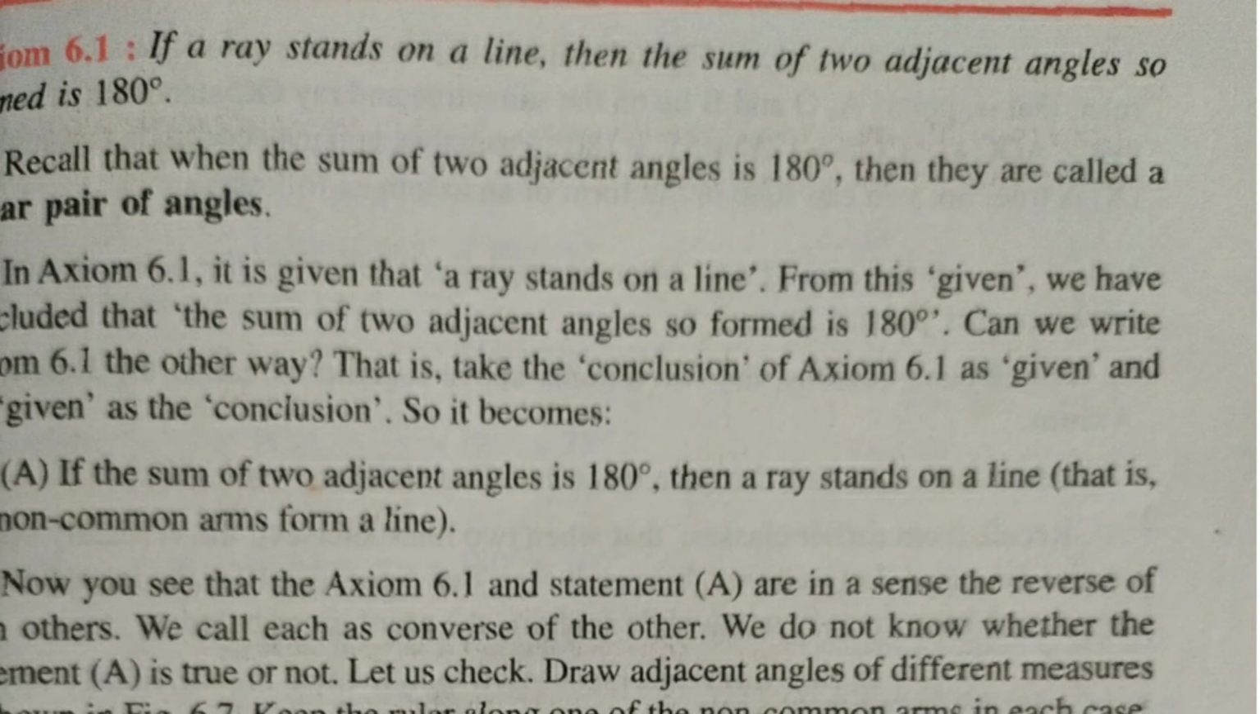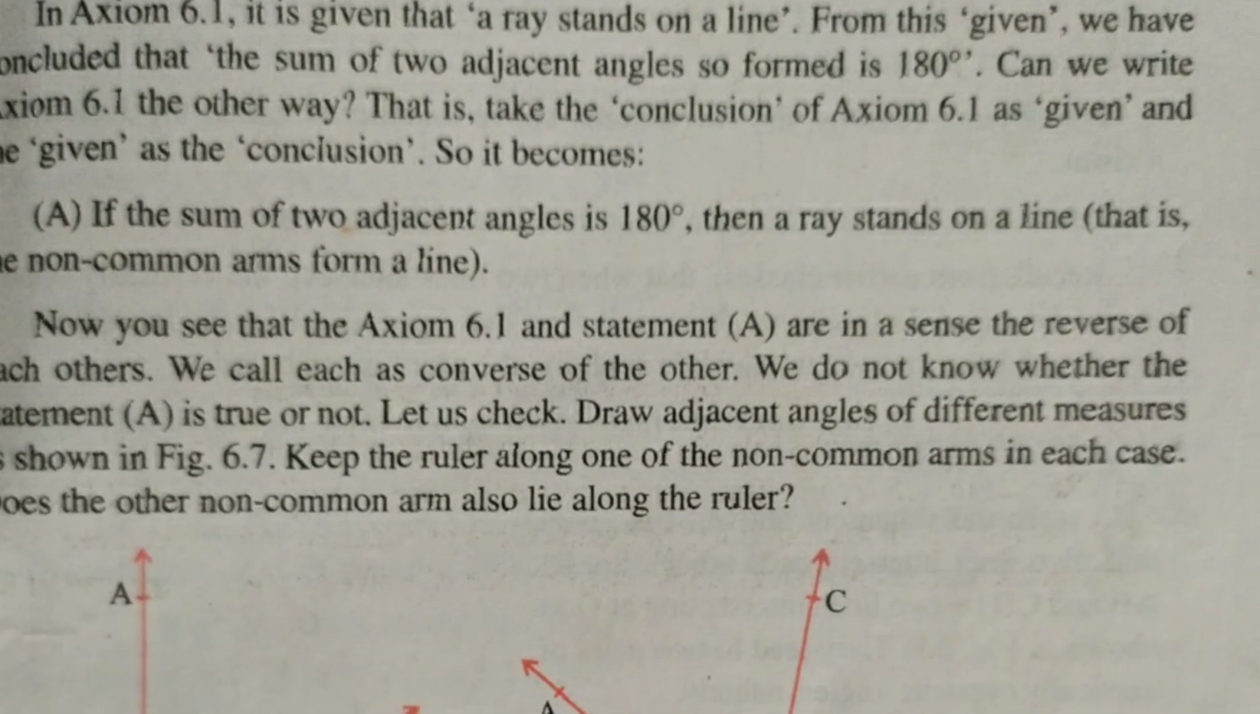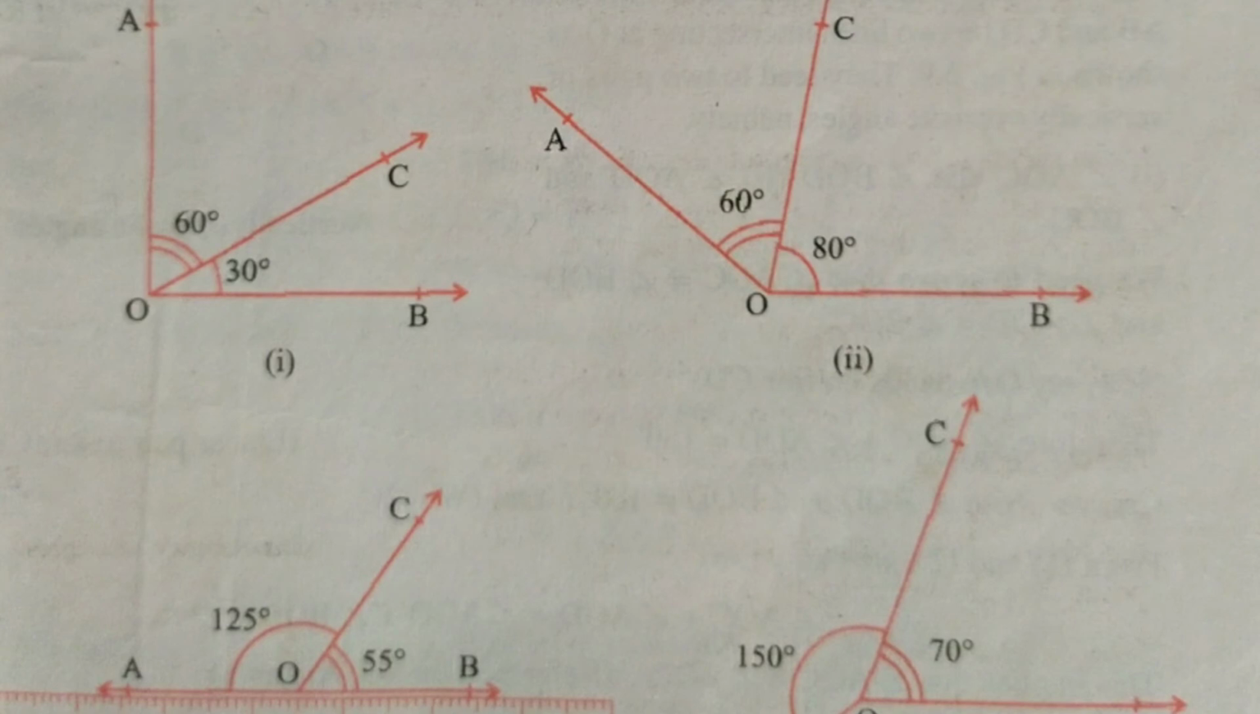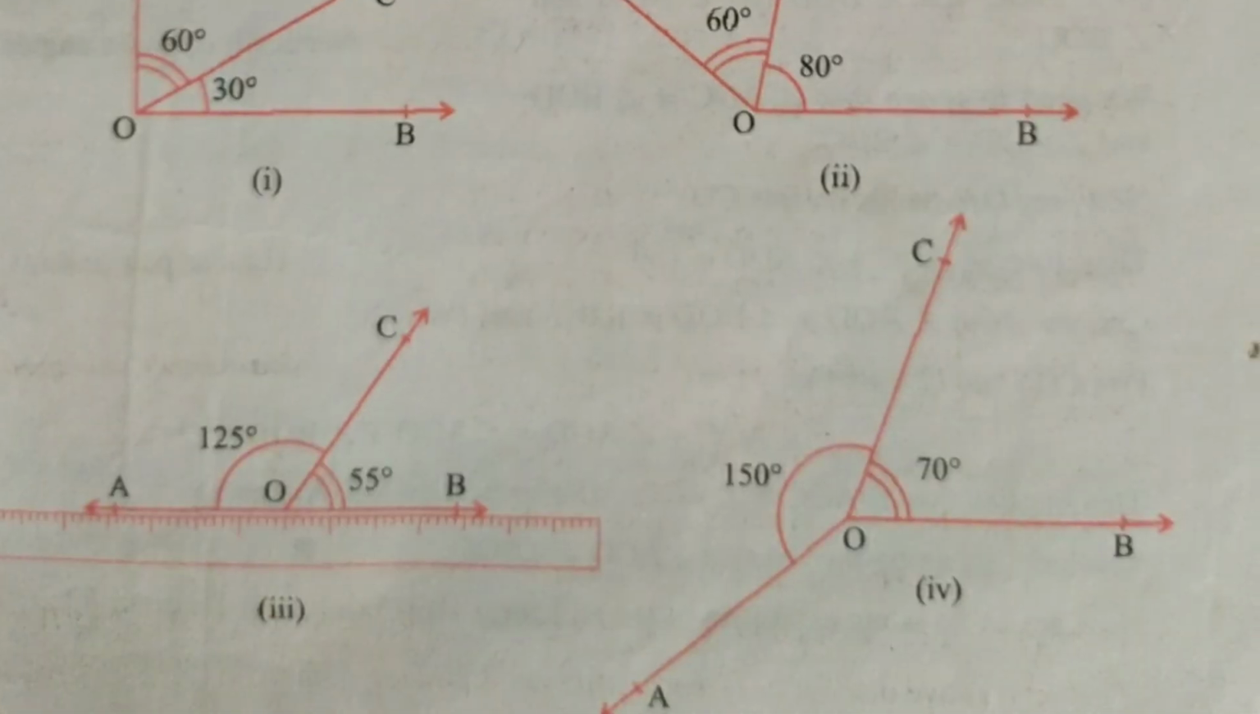If a ray stands on a line, the sum of the two adjacent angles is 180 degrees, as we have seen in the previous topic. Now we will study the converse: if the sum of two adjacent angles is 180 degrees, then the ray stands on the line. In these figures, the two adjacent angles are not 180 degrees in figures 1, 2 and 4, but in figure 3 the sum of the two adjacent angles is 180 degrees. So AB is a line, and OC stands on the line.